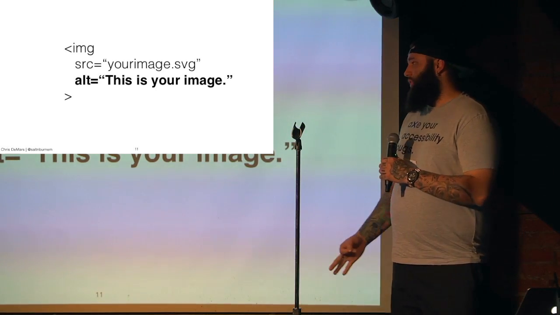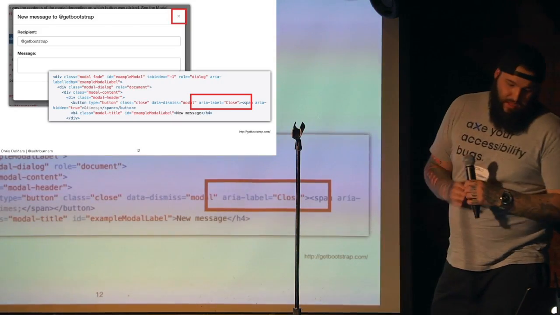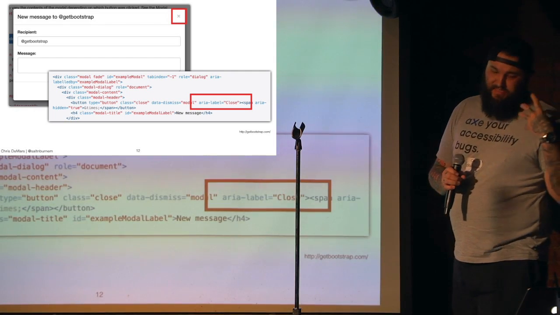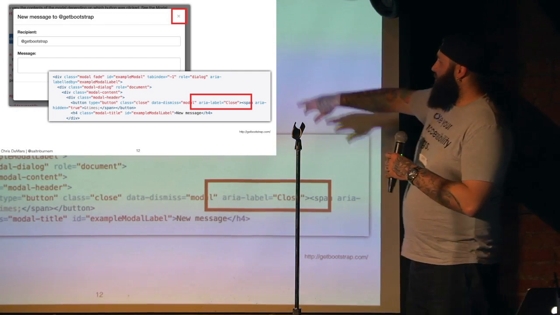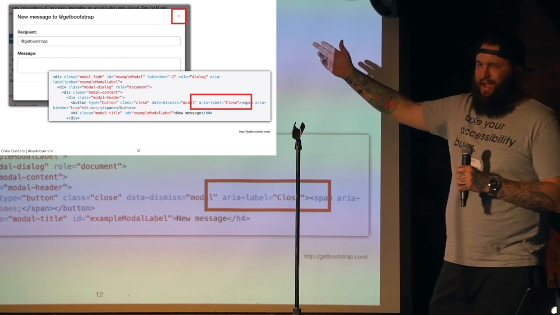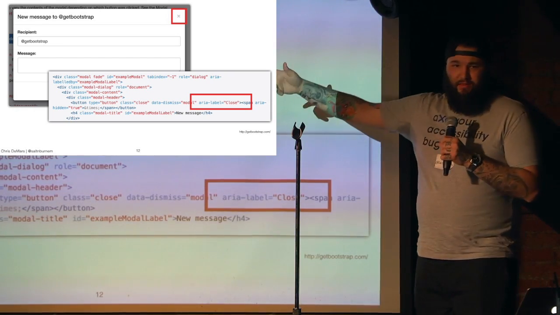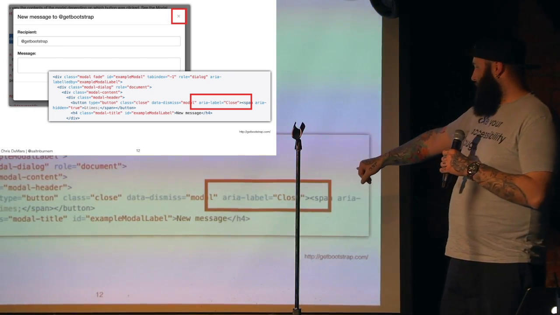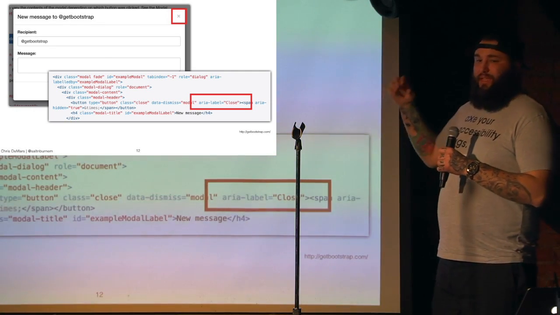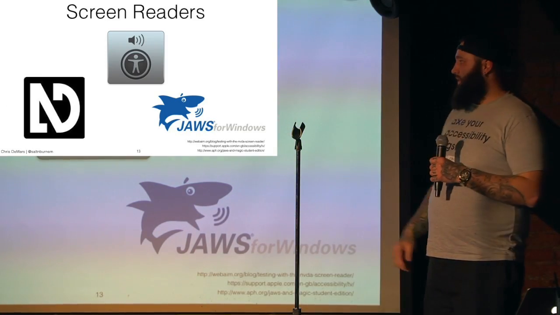A third easy win is ARIA labels on text that's not visible on a screen. So this modal has an X on the top, it's an ampersand times semicolon. When the screen reader gets to that, it's not going to be able to announce that. So if you put an ARIA label of close on it, it'll announce that this is a close mechanism and you can close out of that.